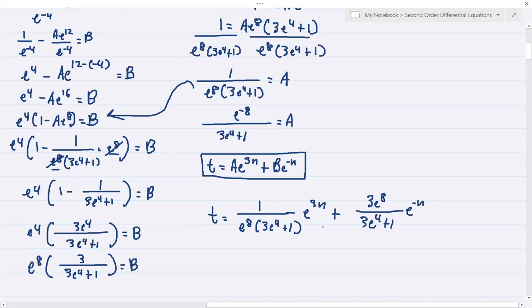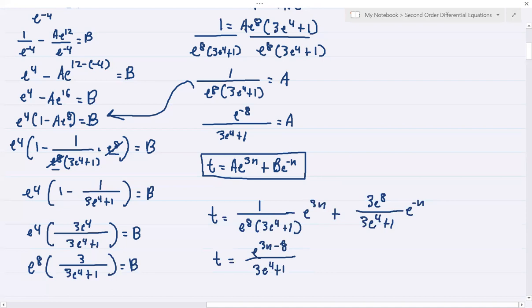We can still simplify this one if you would like to, right? We have on your first term e raised to 8, and we have on the right e raised to 3n. We can simplify this one. So we will have t is equal to e raised to 3n minus 8 all over 3e raised to 4 plus 1. We can do that.